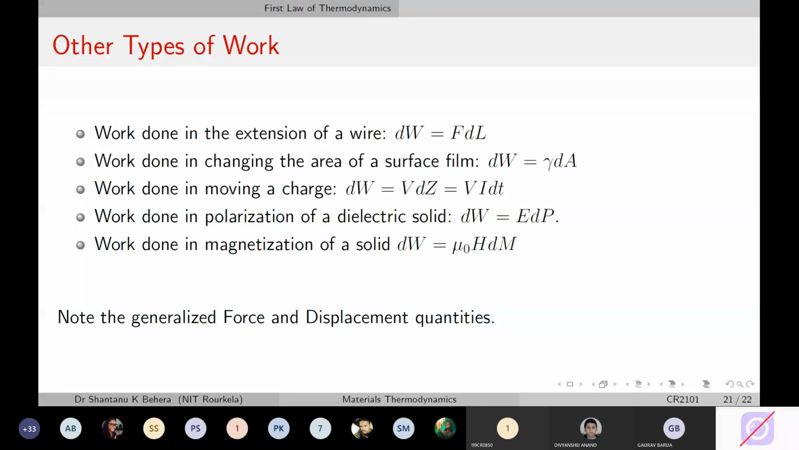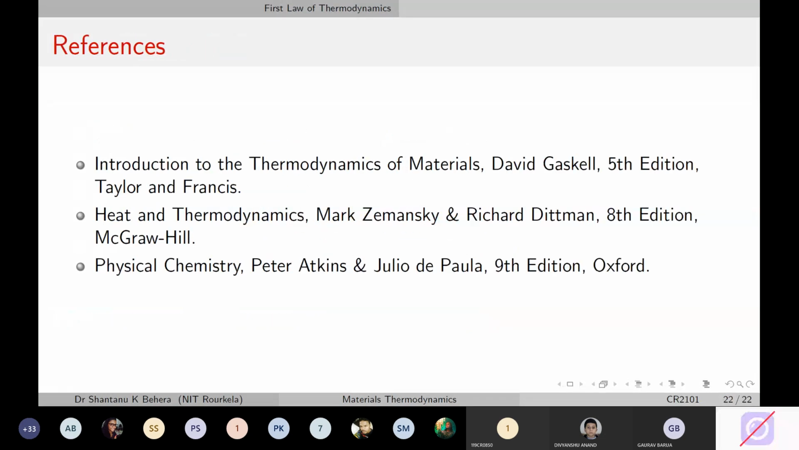Before closing, I would like you to think about this. Of course, some pictures are taken from the thermodynamics materials book by David Gaskell. This is not where I've taken some figures from, but I generally follow this, and I asked you to also follow this one. Heat and Thermodynamics is a wonderful book by Zemansky and Dittman, as I told you. Most of the figures that I've taken are from Atkins Physical Chemistry, a world famous book by Professor Peter Atkins of Oxford University.